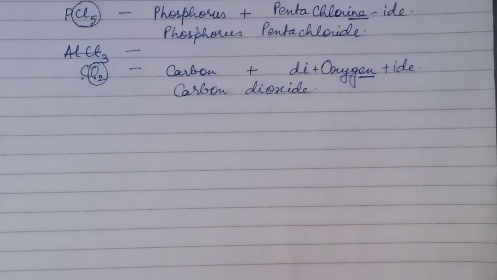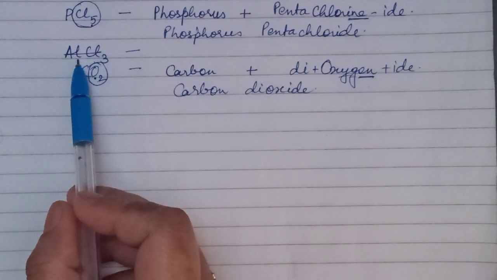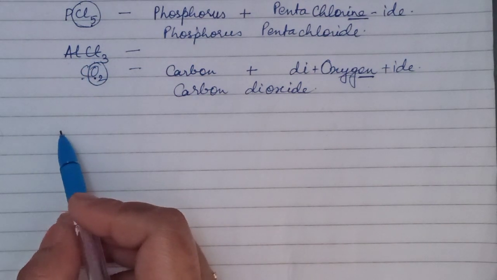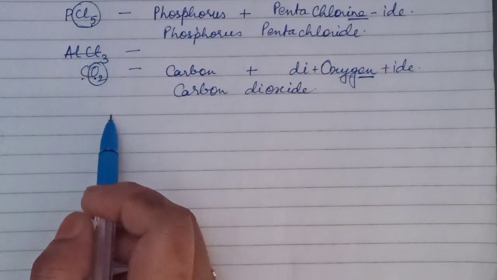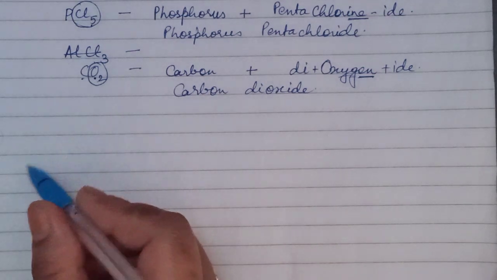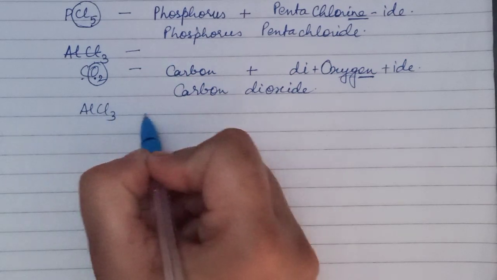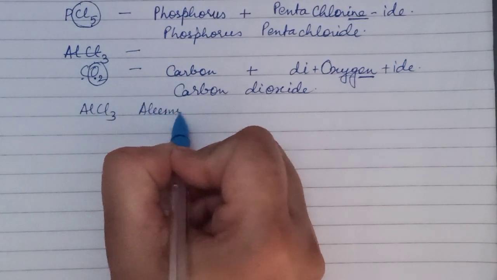Now see here, in the exam or in your board exam paper, many times it comes, why AlCl3 is aluminium.